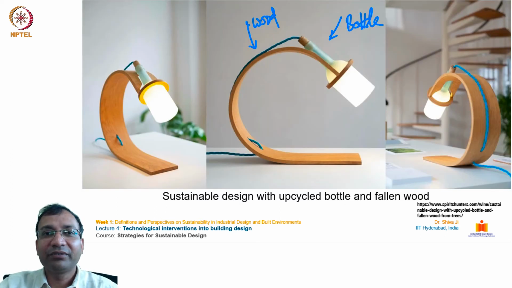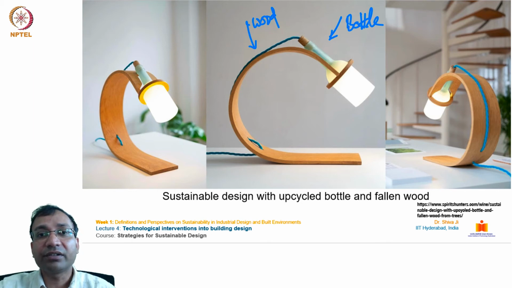So here are some beautiful examples of how repurposing can work to create interesting designs. You see here this upcycled bottle and a fallen piece of wood, and how they have been utilized for creating this interesting table lamp design. There is a need for this ingenuity and creativity to adopt such discarded materials and repurpose them. Otherwise they will simply be thrown away and become part of the garbage.